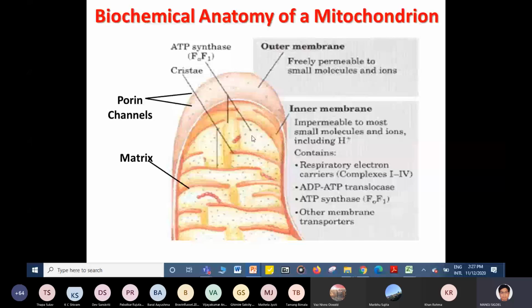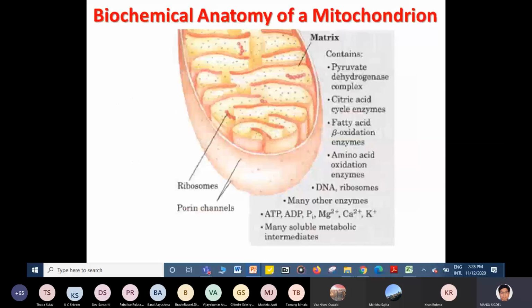From this slide, what you have to learn clearly is that the mitochondria has an outer membrane and an inner membrane. The outer membrane is freely permeable to small molecules and ions, whereas the inner membrane is impermeable to most small molecules and ions, including hydrogen ion. And this inner membrane contains the respiratory electron carriers, that is, the complexes of the electron transport chain, as well as the enzymes involved in oxidative phosphorylation and the enzyme translocating the formed ATP to the portion outside of the mitochondria.